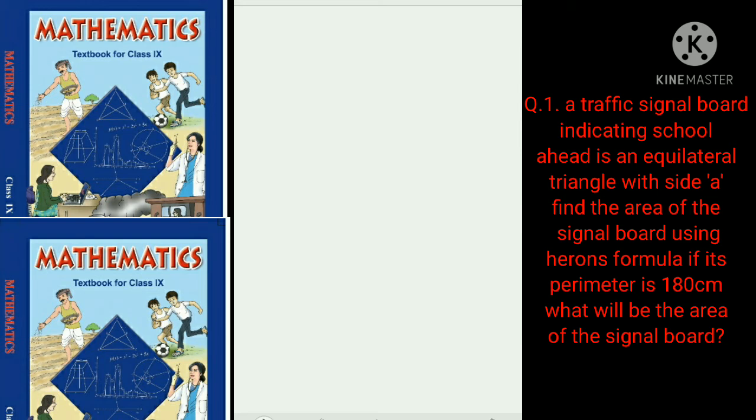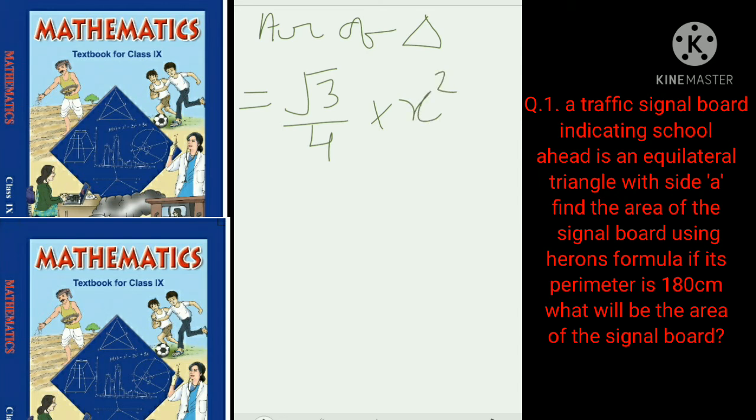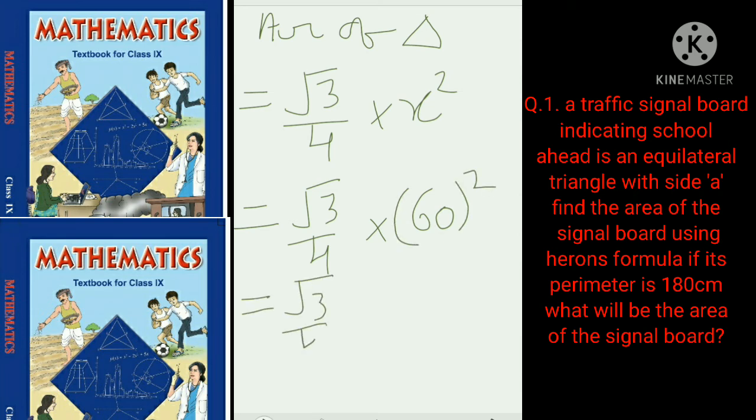Okay, so in the question they asked to find the area of the equilateral triangle, so therefore we will write area of equilateral triangle. The area of an equilateral triangle formula is root 3 upon 4 into x square, or a square also you can write. Okay, so root 3 upon 4, and the x value we get here is 60, right? So 60, and square we will put here. Then again root 3 upon 4 into 60 into 60, since the square is there.